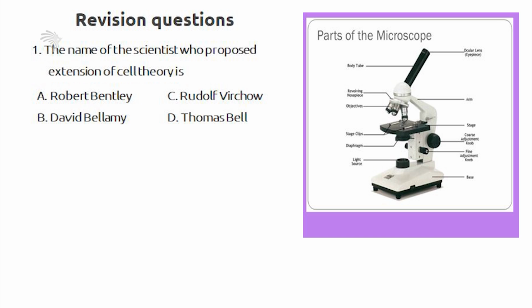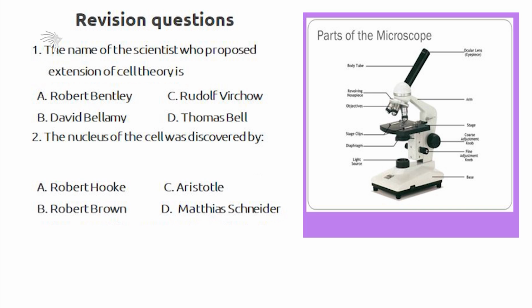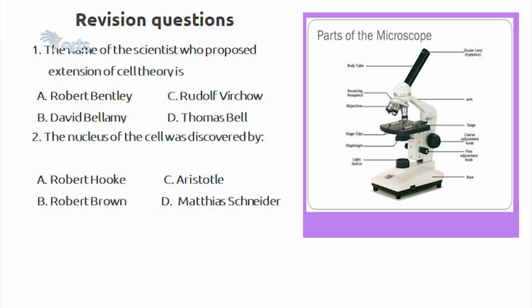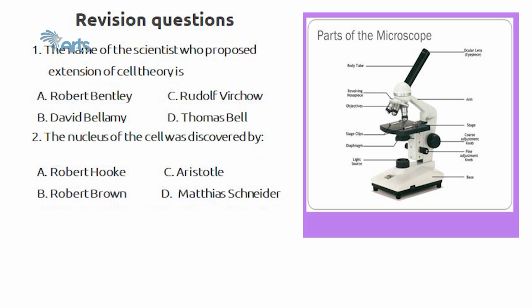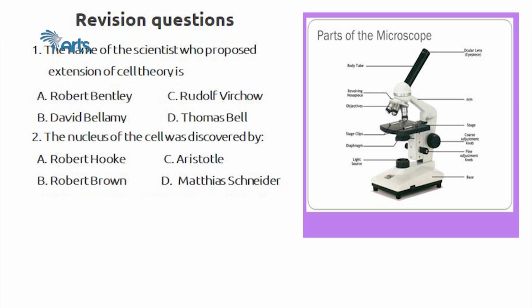Second question, the nucleus of the cell was discovered by A. Robert Hooke, B. Robert Brown, C. Aristotle, D. Matthias Schleiden. If your answer is B, Robert Brown, you are correct.